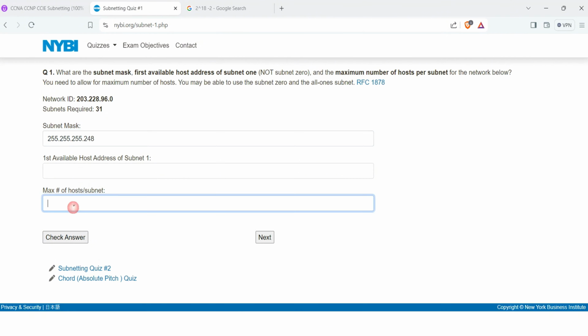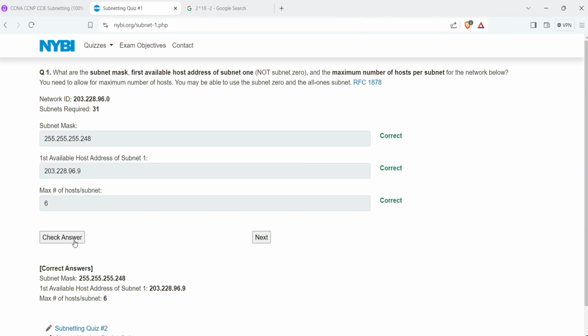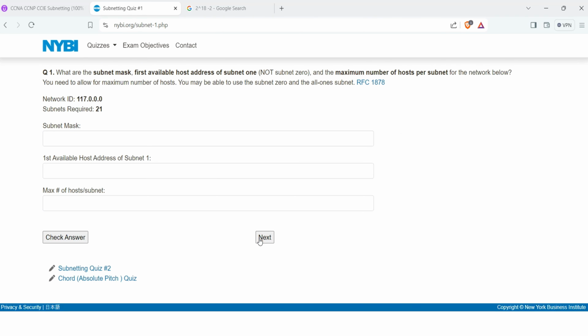Now, maximum number of hosts per network. If I borrow 5 bits from the last octet, I get 3 bits from the last octet for the host portion itself, right? That's what I get. Now, 2 to the 3 is 8 minus 2 is 6. What is the first host of subnet 1? Well, what's the value of the last bit that I borrowed? It's an 8. So 0 to 8, no. 8 to 16. So it's actually between 8 and 16, which is a 9. 203.228.96.9, and let's check answer. There we go, right? And let's go ahead and go next over here.